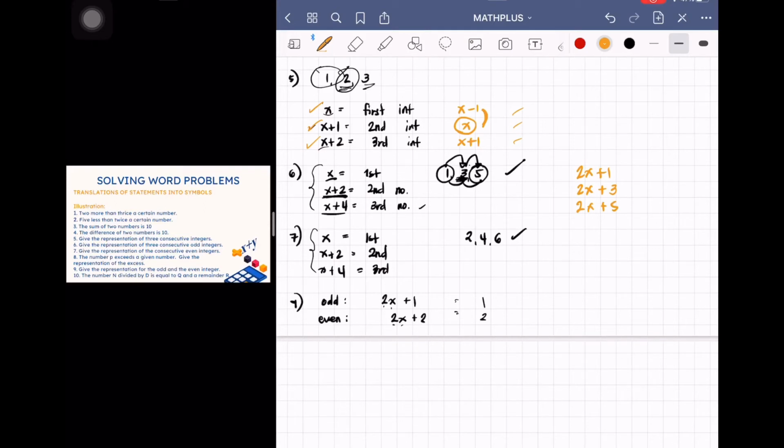Yung consecutive even integers mo naman, you can start with 2x muna. Diba, lahat naman ng even numbers are multiples of 2. Diba? So, pwede kang mag-start with 2x as the first number.